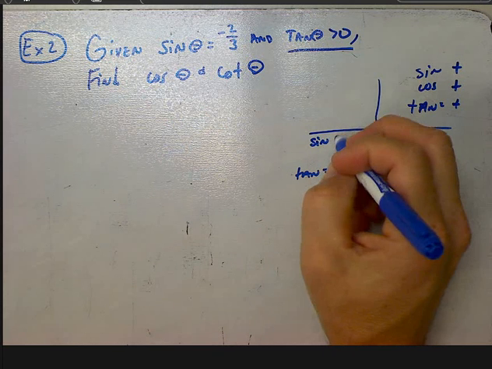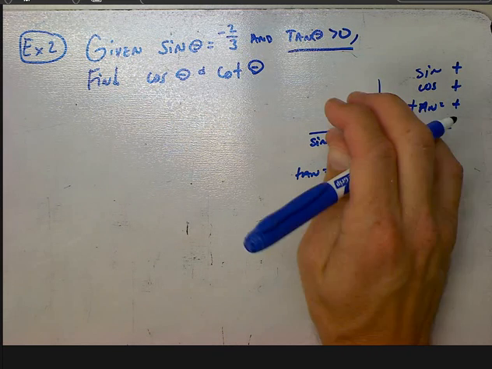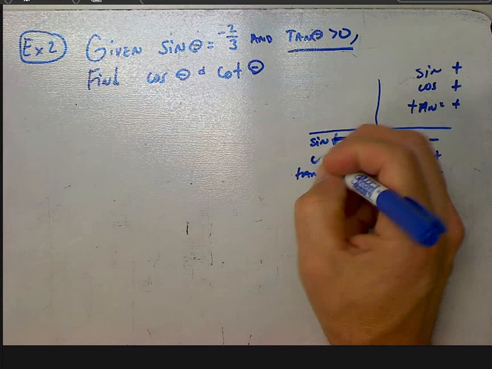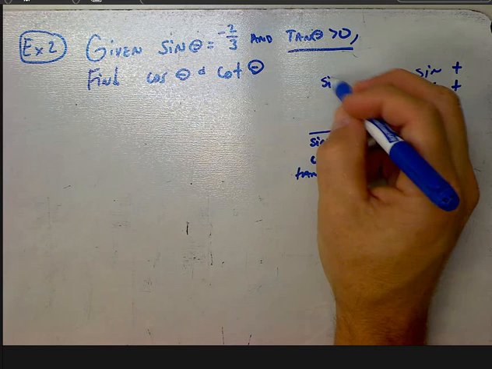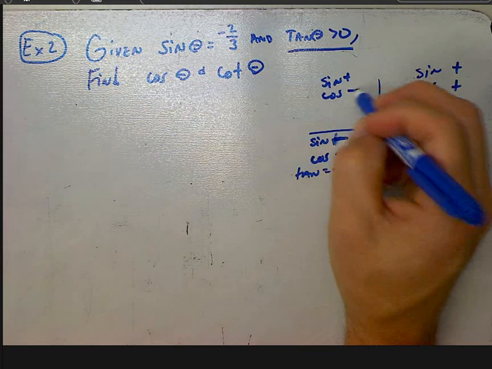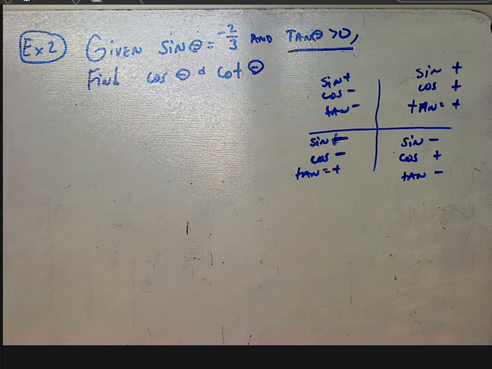Sine is negative, and the cosine is negative there in the third. In the second quadrant, the sine is positive, cosine and tangent values are both negative there. So that's the first thing I would look at.